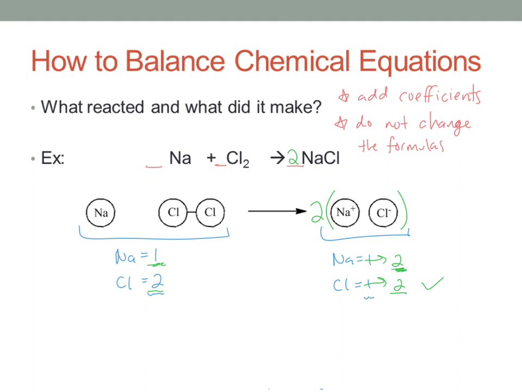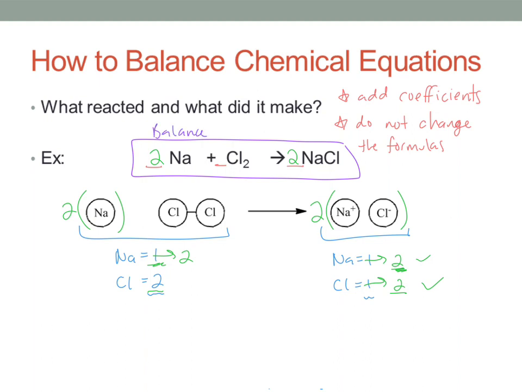Well, I can fix that by adding a 2 in front of the sodium, right? If I say I have a 2 in front of the sodium, now that's saying I have 2 sodium atoms, and now I can change my total number of sodiums to 2. And now I have 2 sodiums on the left, 2 sodiums on the right, and I have 2 chlorines on the left and 2 chlorines on the right. So this would be my balanced equation. I have balanced my equation. And again, notice, all I did was I just added coefficients.